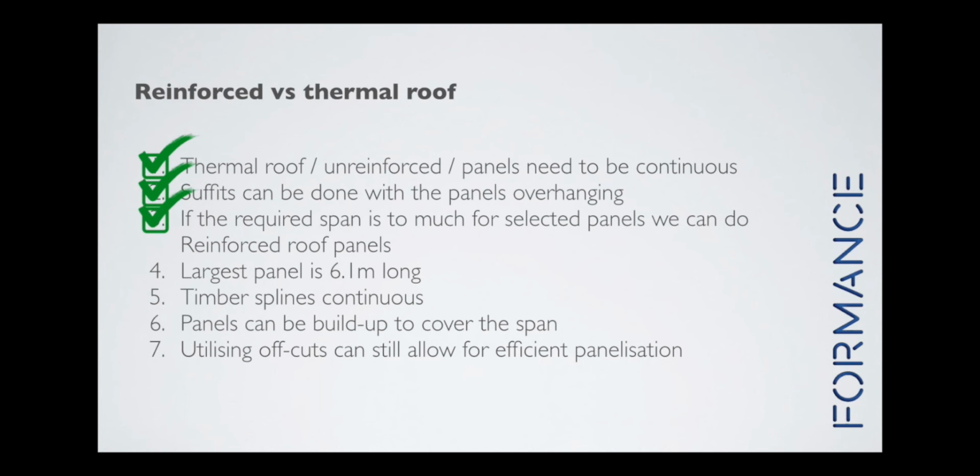If the required span is too much for the selected panel thickness, we can either select a thicker panel or go towards the reinforced roof option. Now we have to know that the largest panel is 6.1 meter long, and we'll have to have timber splines continuous between the supports. We can use panel to build up the required span, and utilizing these offcuts can still allow for very efficient panelization.